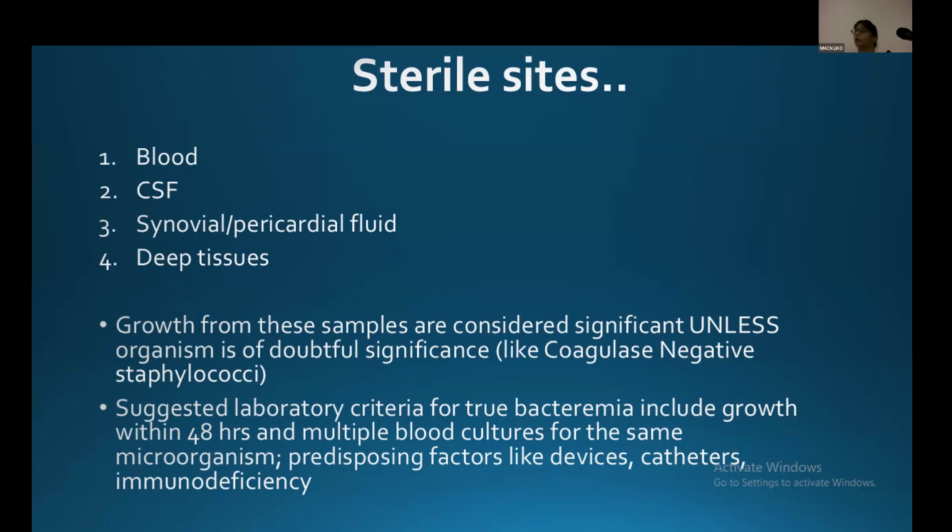So what do we do if such a scenario happens? To ascertain if it is significant or not, we send multiple cultures. Growth of the same organism from multiple cultures at multiple times is considered significant. Plus, the patient should have suggestive clinical signs and symptoms of the disease. There are certain risk factors also for CONS infection, like devices, presence of catheters, immunodeficient states. All these are important while considering the significance of CONS from a bloodstream infection.